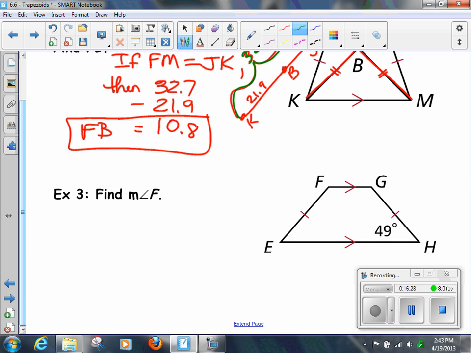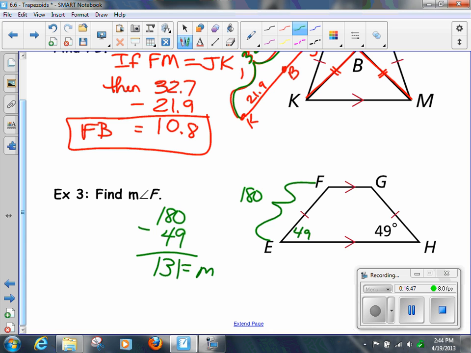Now, how are we going to find the measure of angle F? E is going to be 49. 180 take away 49 is 131. You got it. That's what angle F is. So if angle F is 131, what's the measure of angle G? 131. Questions on that at all?